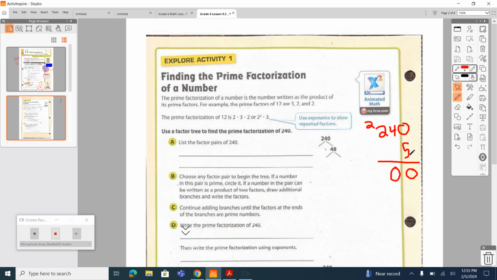5 times 2 is 10 plus 2 more. 5 is 10, 11, 12. That's the problem. I'm dividing, multiplying by 5. I need to divide by 5 because I'm guessing and checking backwards.